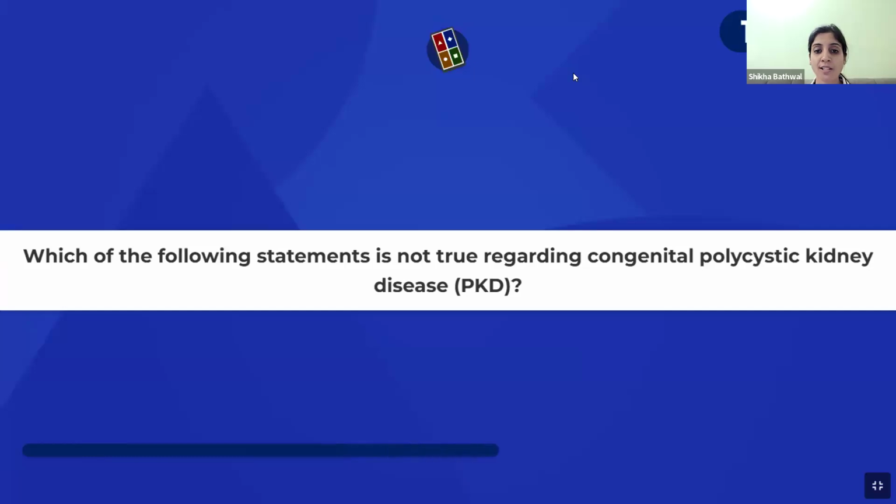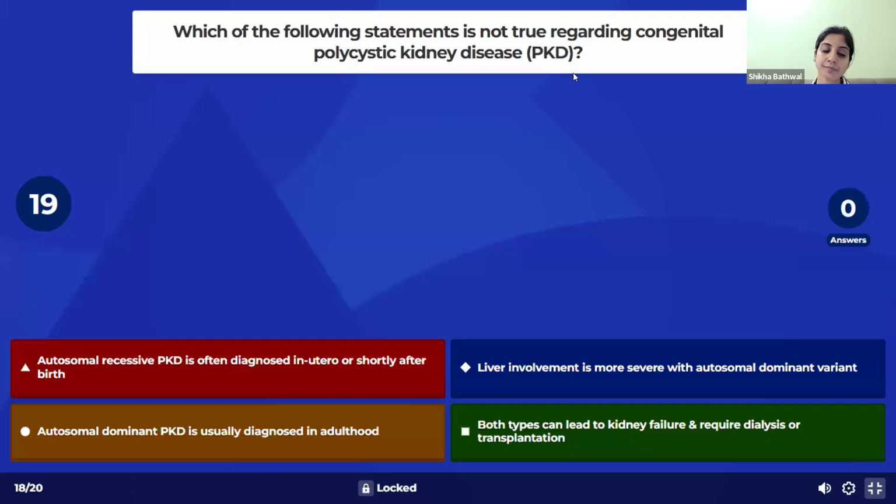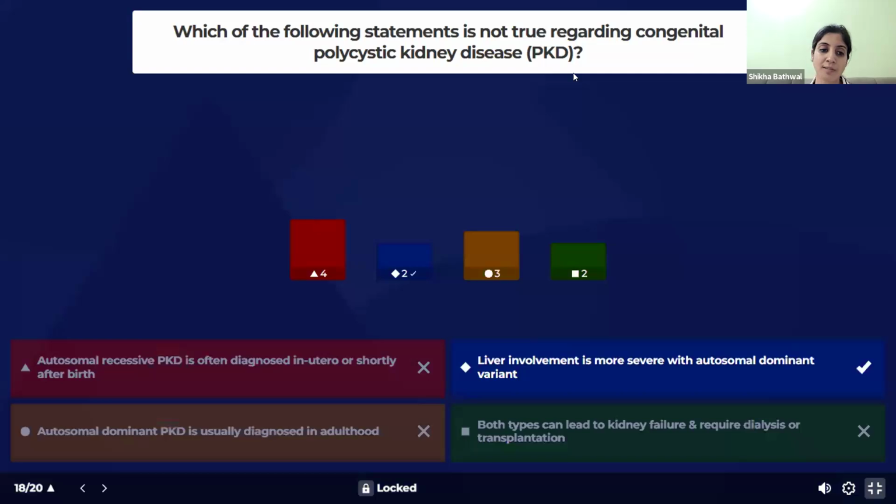Which of the following statements is not true regarding congenital polycystic kidney disease? Autosomal recessive PKD is often diagnosed in utero or shortly after birth. Liver involvement is more severe with autosomal dominant variant. Autosomal dominant PKD is usually diagnosed in adulthood, and both types can lead to kidney failure and require dialysis or transplantation. So B is the correct answer. 2 have got it correct. Liver involvement is more severe with autosomal recessive type.